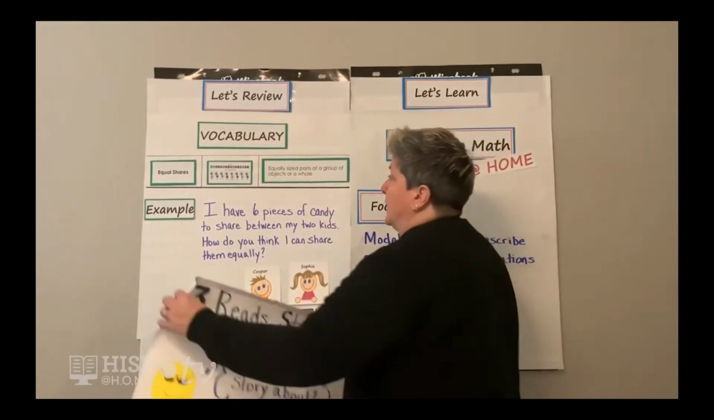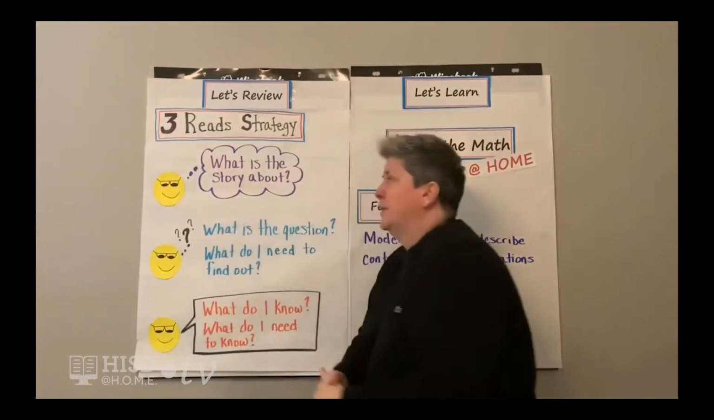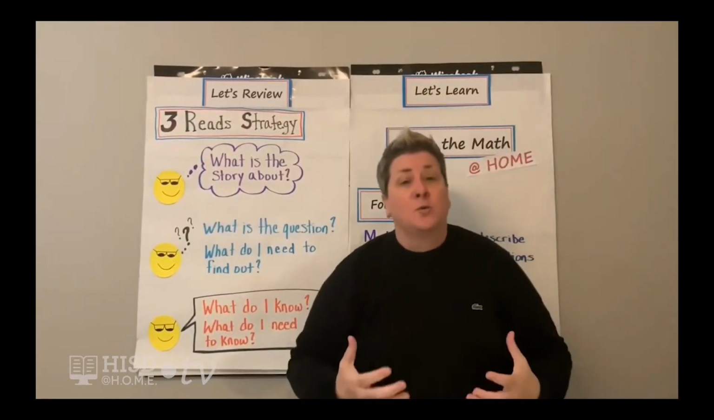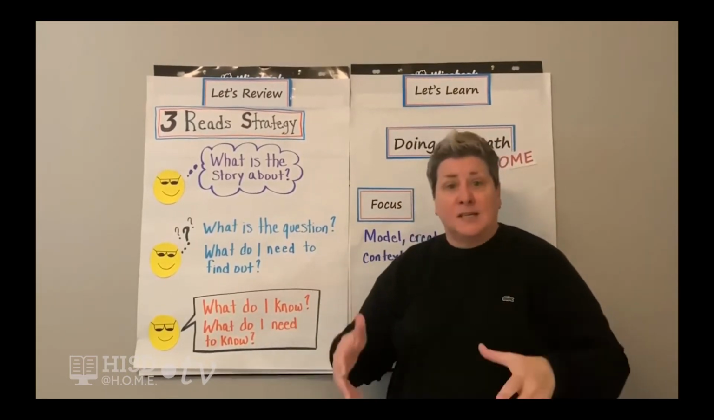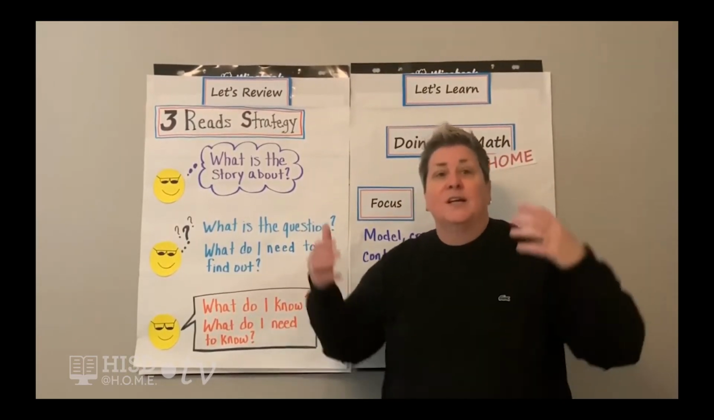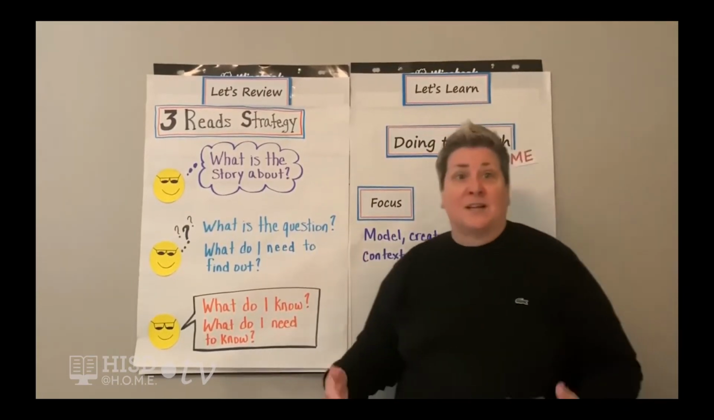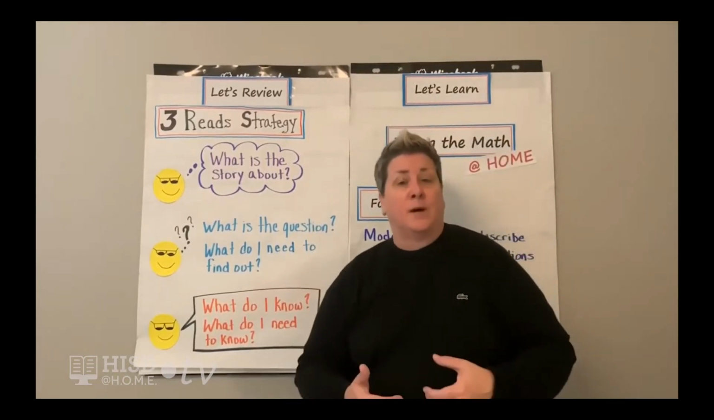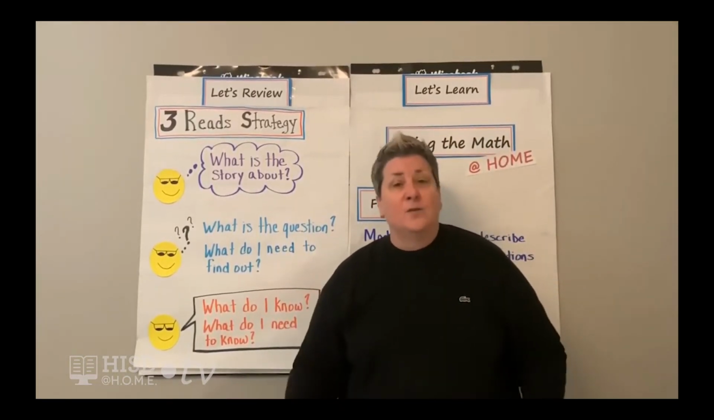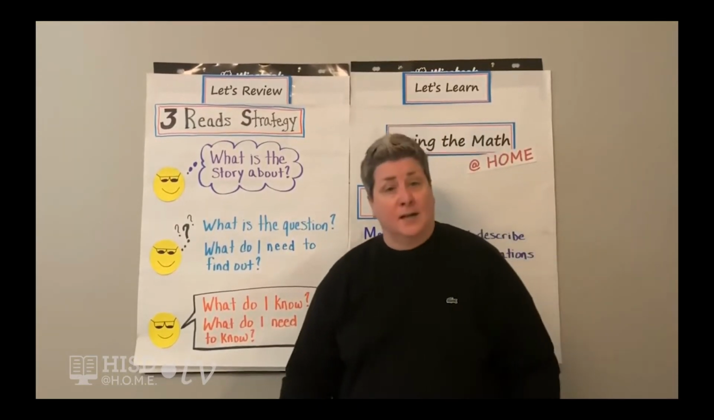So we're going to pull this up and we're going to talk about our 3 read strategy. Our 3 read strategy is a comprehension strategy. It helps us dig into a math story and really understand what's happening. Too many times, guys, I've seen it and I've done it myself. We try to focus in on the numbers and pull them out and add. Well, if you do that, you're not going to be able to recognize a division context.